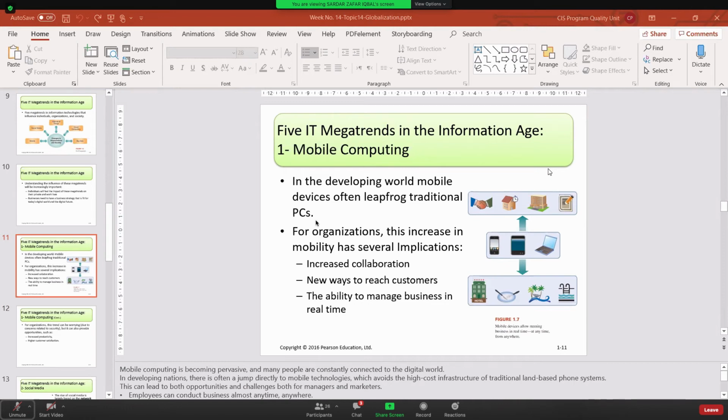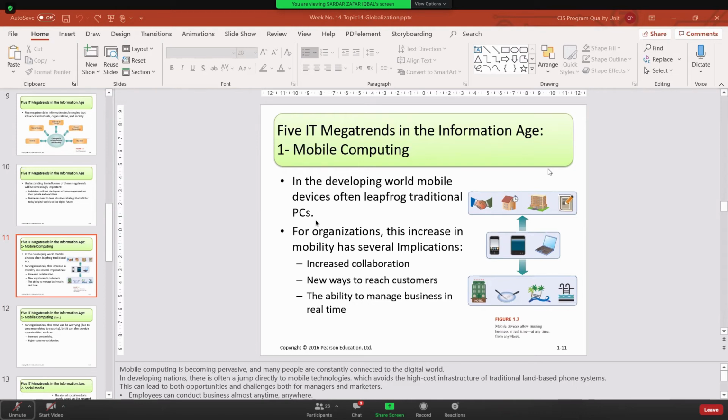Okay, the first one is mobile computing. In developing world, mobile devices often leapfrog traditional PCs. Yes, leapfrog means frog jump. It's a big jump from PC to mobile devices. For organization, this increase in mobility has several implications. Increased collaboration, yes. You can talk with anyone. Like if you guys are doing assignment in the course, how do you do assignment? Your collaboration will increase.